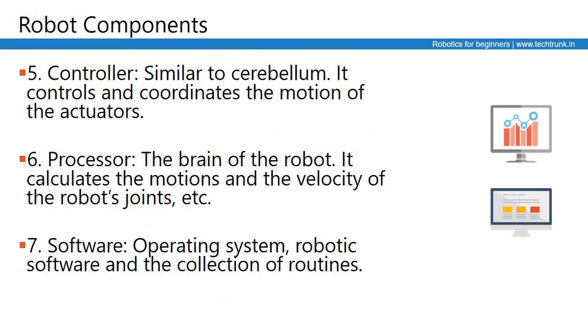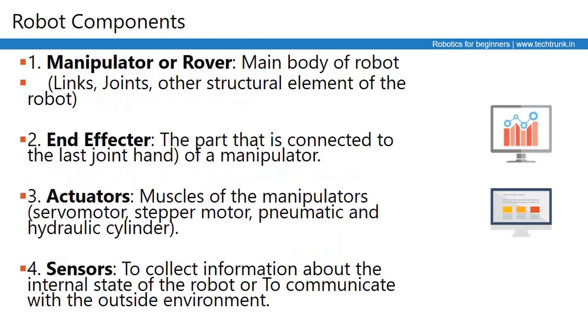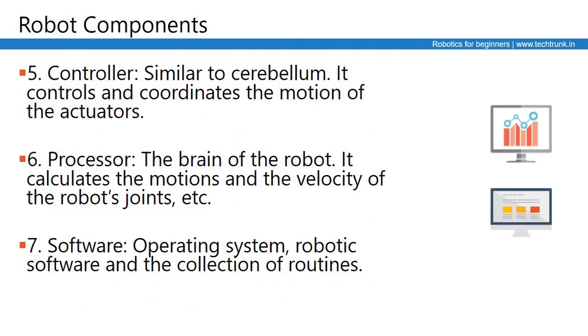The next topic is the controller. So the controller is kind of similar to the cerebellum of a robot. It controls and coordinates the motion of the actuator. It acts as the output controller part of the system. And the processor, the final part, is the brain of the robot. It calculates the motions and the velocity of the robot's joints. And the software, which is the operating system, the robotic software, and the collection of routines and instructions, controls all the stuff using the processor. So this is all about the robotic component system, which consists of manipulators and effectors, actuators, sensors, controller, processor, and software.